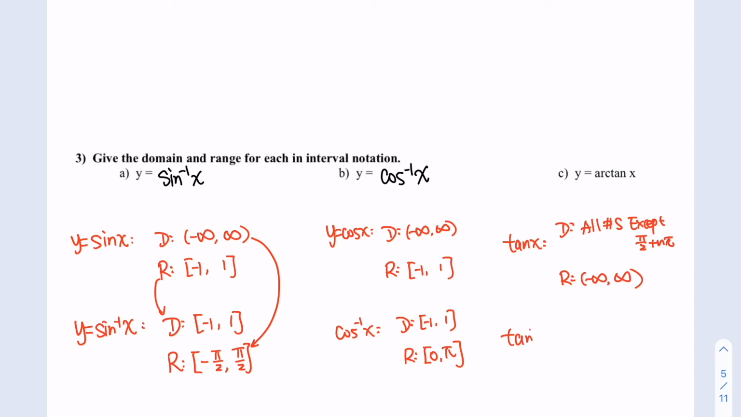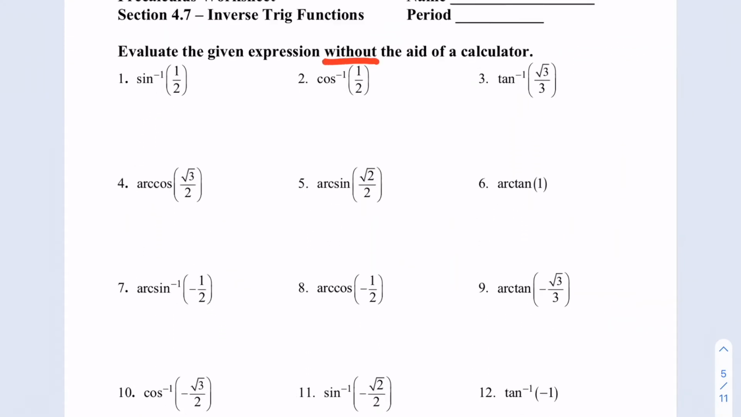For tangent inverse, the domain is all real numbers, and for the range, we limit the range. The angle will be from negative pi over 2 to pi over 2. Let's go over some questions here.